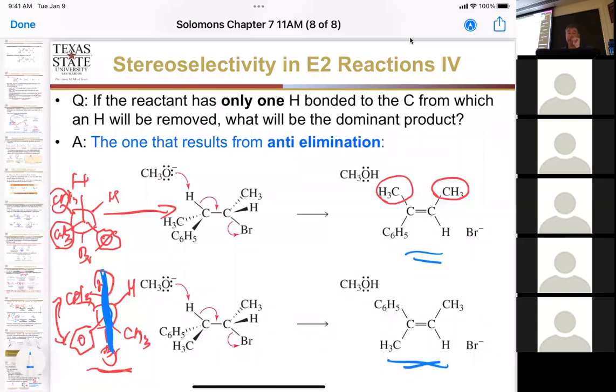product. Okay, questions on that? So in both of these, because there's only one hydrogen, there's only one transition state possible, and therefore there's only one product.